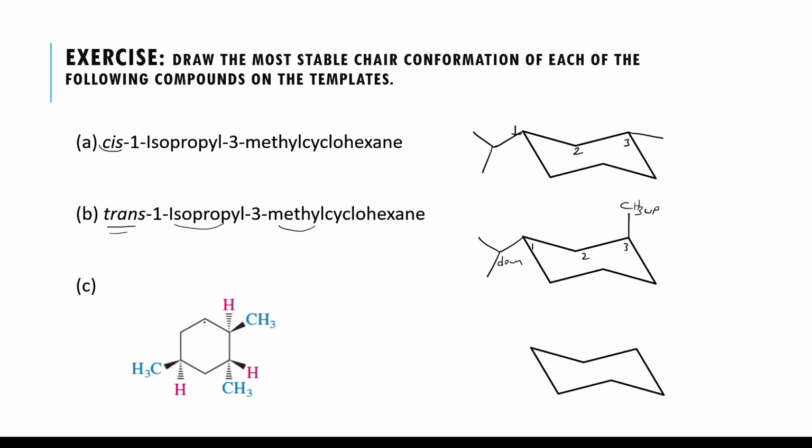Option C is a little bit different from the first two options because it's not a given name, it's just a given skeletal structure, and it's not a chair structure, it's just a hexagon structure. But we have here dash and wedge drawing styles, and what we should know from wedge and dash drawings is that if two substituents are both drawn as wedge or both as dash, it means that they are occupying the same face or they are pointing in the same direction, upward or downward.